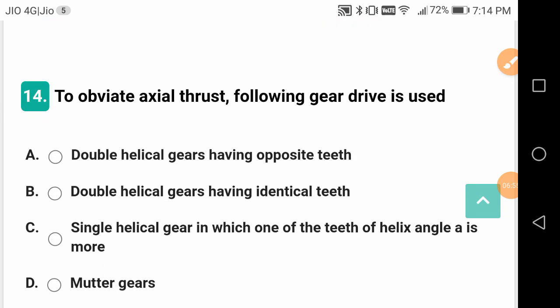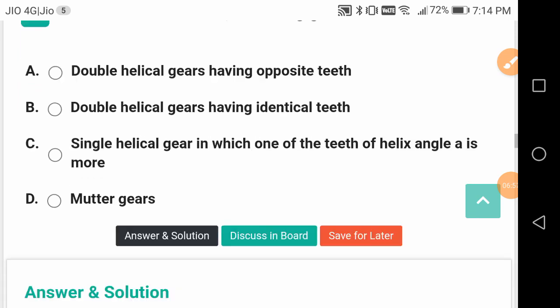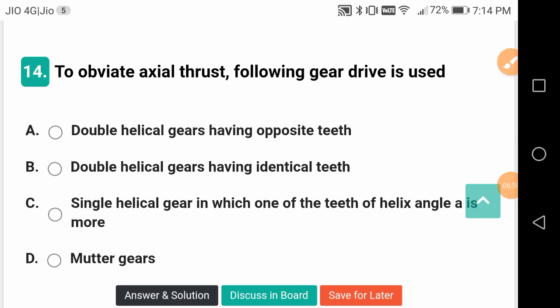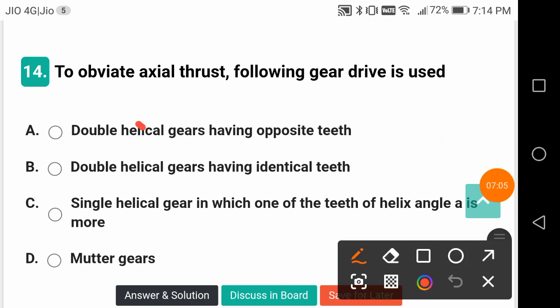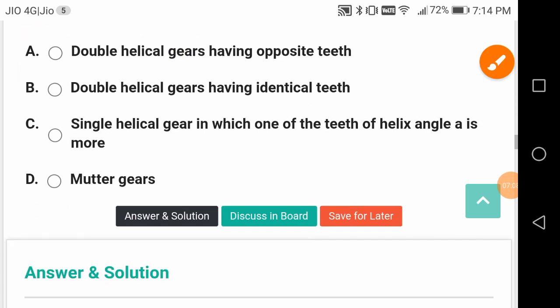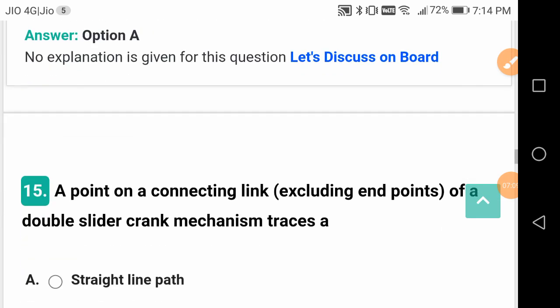To obviate axial thrust, the following gear drive is used. It is double helical gears having opposite teeth. Because of the opposite teeth, the thrust will be balanced. There is no resulting thrust. They are used in turbines, shafts.